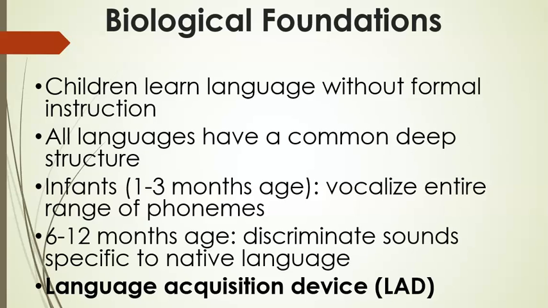So, why do we learn a language? Obviously, it's to communicate with people, right? Children will learn a language without any formal instruction, so they don't need Duolingo or anything. They're going to learn the language pretty much just by mimicking or copying adults. Now, all languages have a common deep structure, right? And that's where they have those phonemes and morphemes that create language.